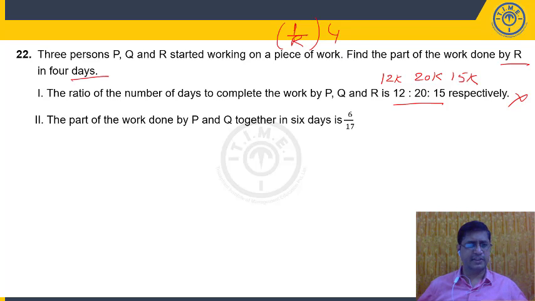So it is not possible to answer the question with the data given in statement 1. Look at statement 2. The part of the work done by P and Q together in 6 days is equal to 6 by 17. 6 by 17th part of the work is completed by P and Q. What is the efficiency or capacity of P and Q? It is not given, hence it is not possible. So 1 is not possible, 2 is also not possible. 1 and 2 not possible means 3 also not possible.